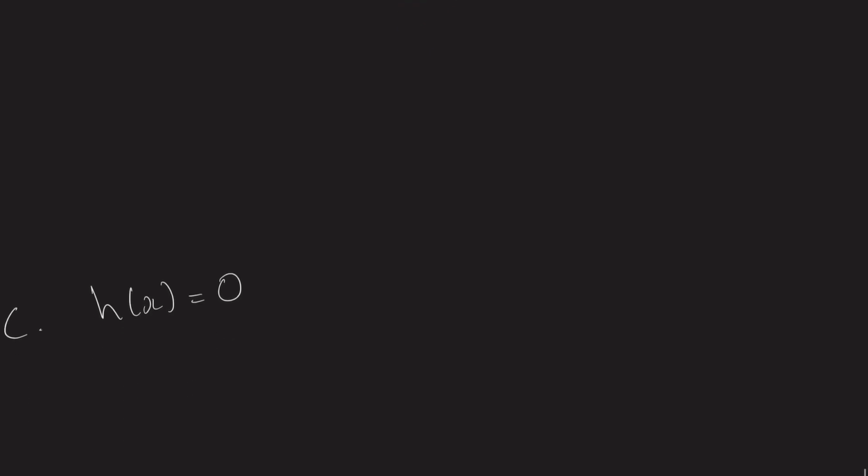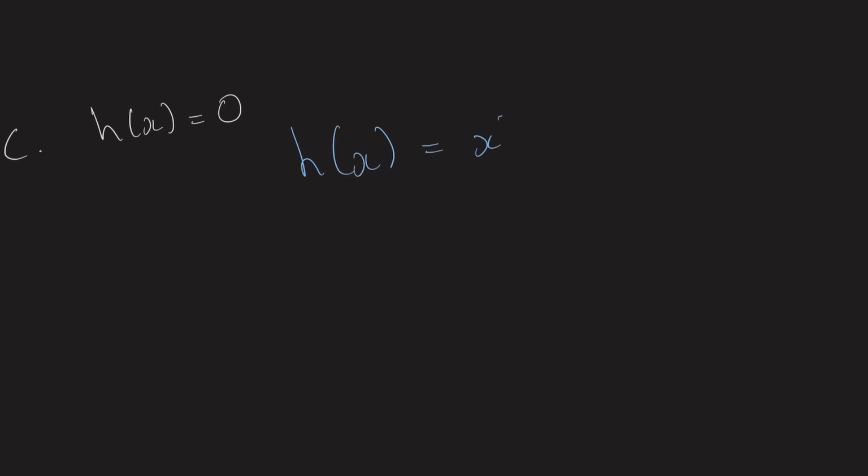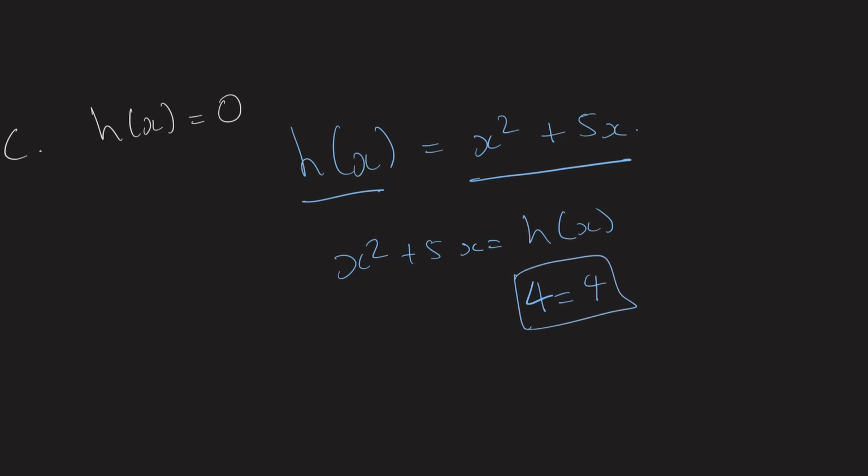Now moving on to the final question. Hx equals 0. So first I will rewrite the equation. So h brackets x equals x squared plus 5x. So both of these sides are equal to each other. So it doesn't matter how you write them out. They're both exactly the same. Like how we say 4 equals 4. They're both identical to each other. So instead of writing hx here, I'm going to write out x squared plus 5x equals 0.